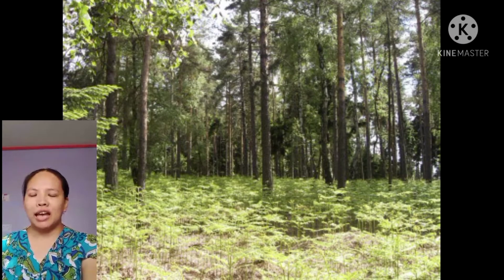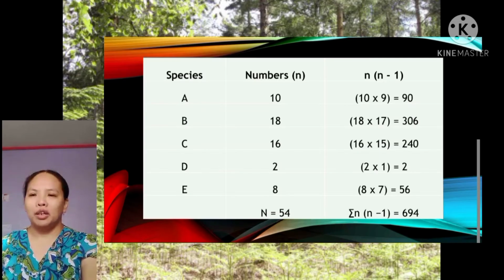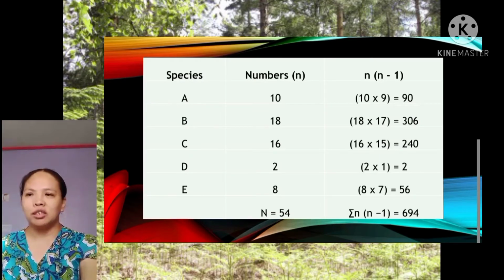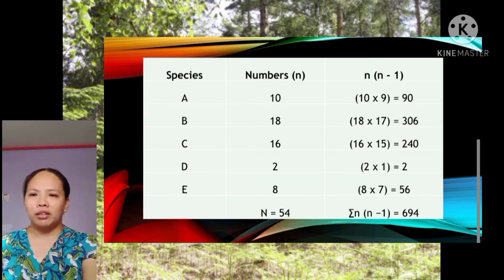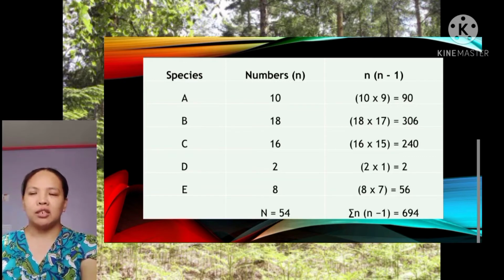So let's have this example. In our table, we have a species column, then the number n, and n multiplied by n minus 1. Let's say we have 5 different species: A, B, C, D, and E.